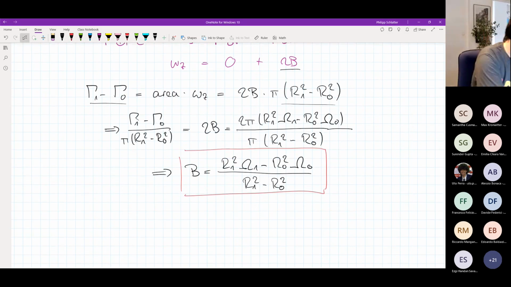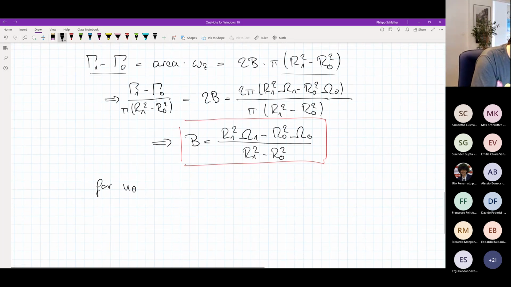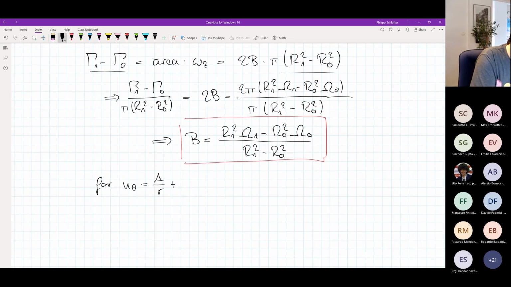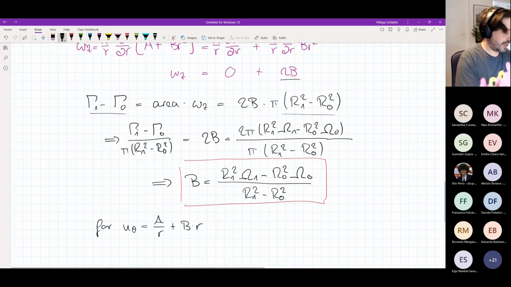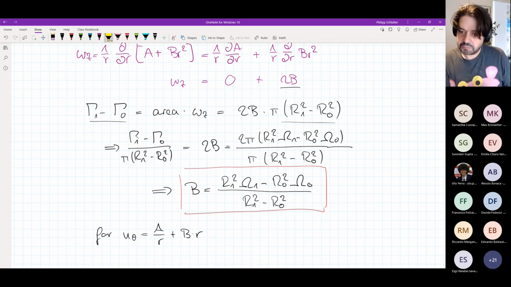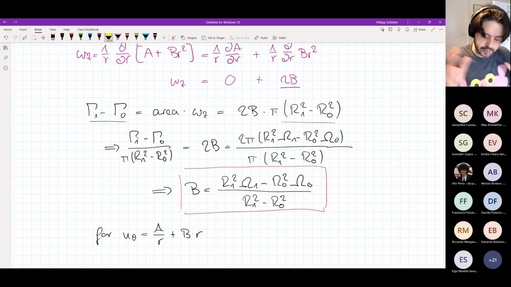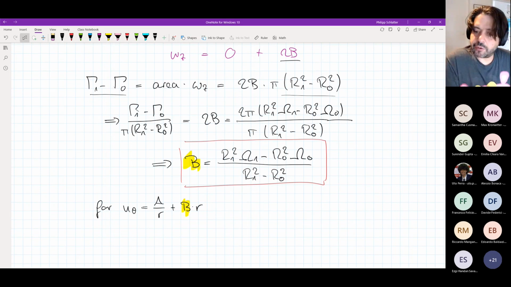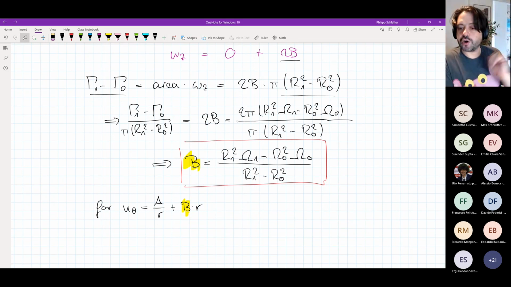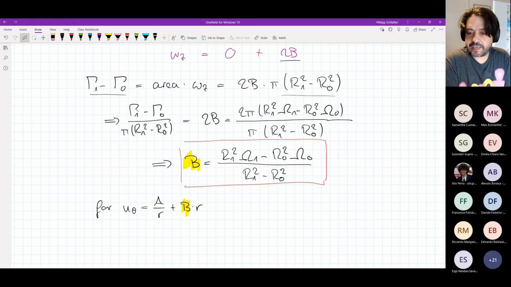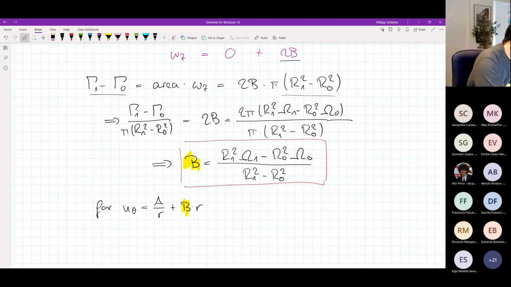Remember that what we're actually after is the velocity u theta, and this was, as we said, a divided by r plus b times r. And now with this vorticity, the difference in circulation being the vorticity, this b is exactly the b that goes in here. So we have now seen an alternative derivation of at least one of the constants that appears in this velocity for the concentric streamlines. Of course, the other question is, how would we calculate a?